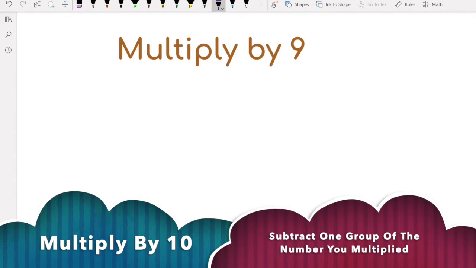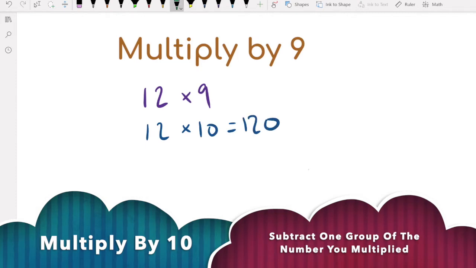All right, so let's just do an easy one to begin with. Let's do, I don't know, 12 times 9. This is one you guys should know anyway. But the trick is you do 12 times 10, which equals 120. And since you did 10 groups of 12 instead of 9 groups of 12, you need to subtract one group of 12 from 120, and so you're going to get 108.